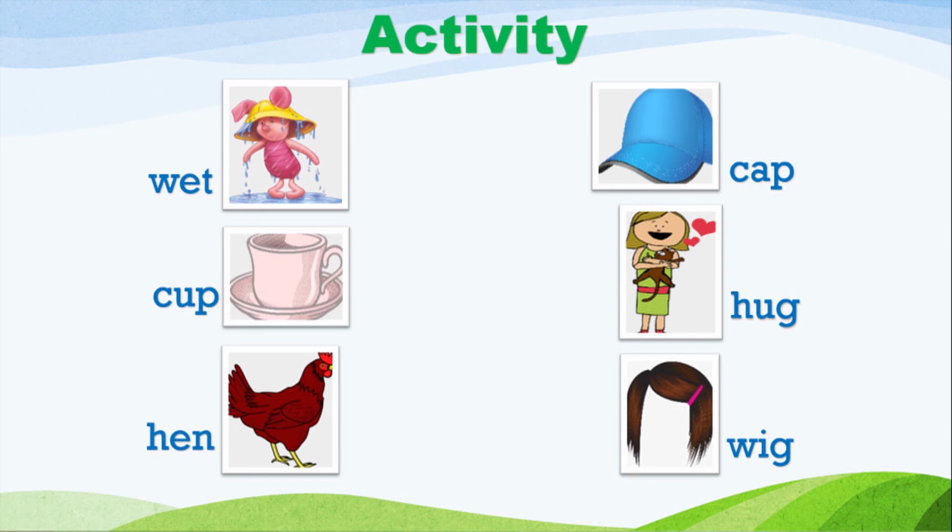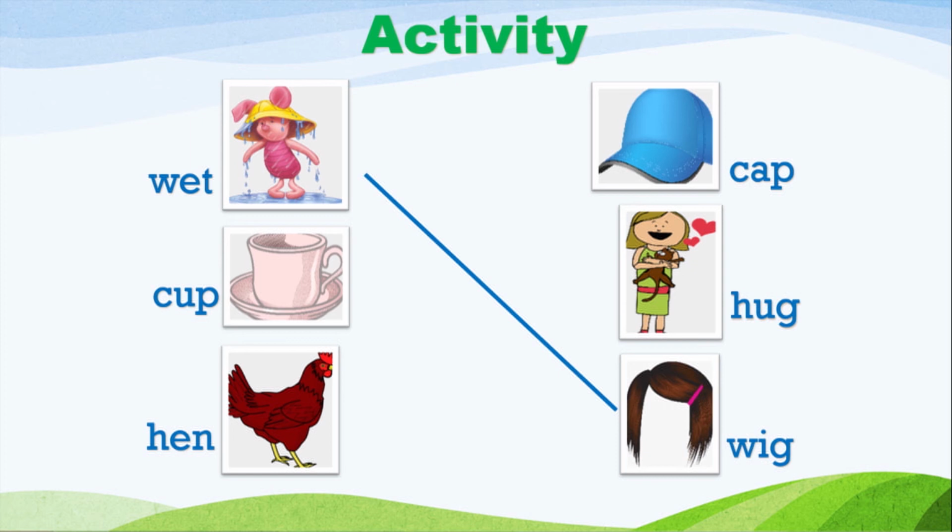Now, I want us to focus on the beginning sound. Let's look at the first word, wet. W-et. Which word also begins with the W sound? Is it cap, k-ap? Is it hug, h-ug? Or is it wig? W-ig. Did you say wig? That's correct. The words wet and wig begin with the same w sound.